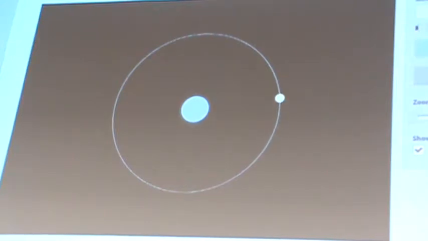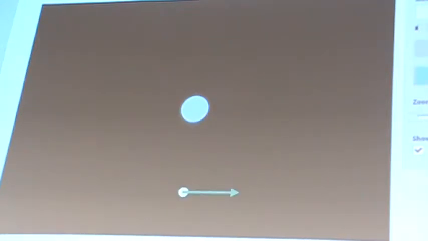Tell me, what if he goes slower? Here, I'm going to make him go slower. You see that green arrow? That's the velocity vector. I'm going to slow him down. What is his orbit going to look like? He's going too slow for circular orbit. Elliptical. Well, let's find out.